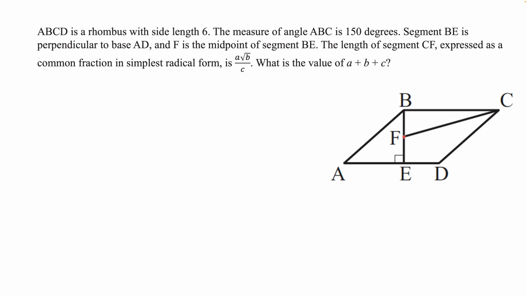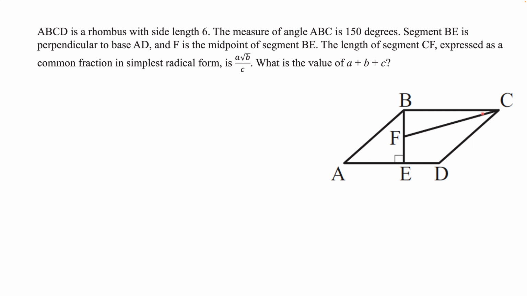The length of segment CF, expressed as a common fraction in simplest radical form, is a square root of b over c. What is the value of a plus b plus c? Now it seems obvious that to calculate a plus b plus c we need to know what a, b, and c are. And to get that we need to calculate the length of segment CF. So let's get started with that.